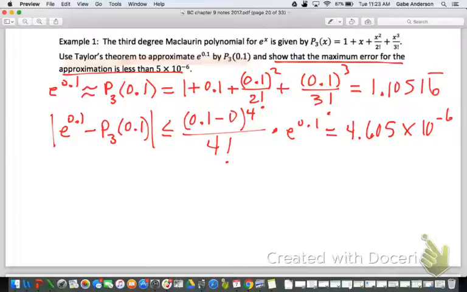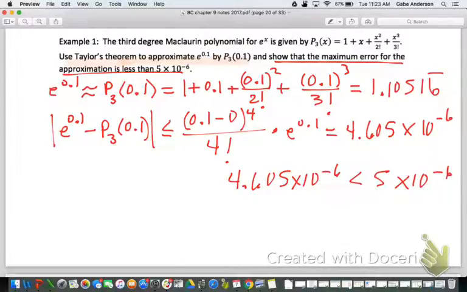Oh, less. 5 times 10 to the negative 6th versus 4.605 times 10 to the negative 6th. There's a pretty tight window there that we're in. We're just barely less than the error that we were supposed to be less than. So at this point we would say this number that we just calculated is truly less than 5 times 10 to the negative 6th. So in other words, we've proven the thing that they asked us to prove.